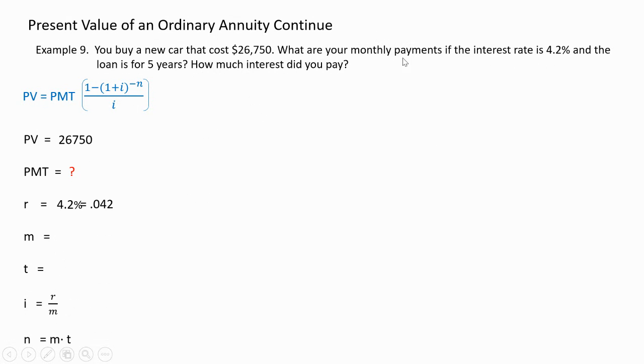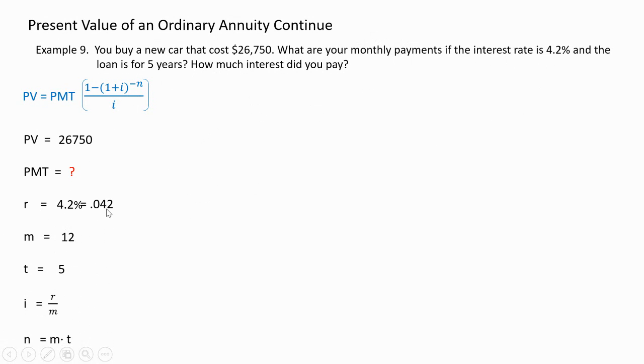Compounded, how many monthly payments? So it's going to be M is equal to 12. Most of the time, guys, with vehicles and with houses, M will be 12, right? Because you're giving monthly payments. That time will be 5 years.